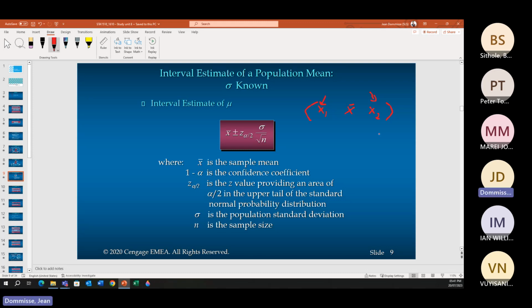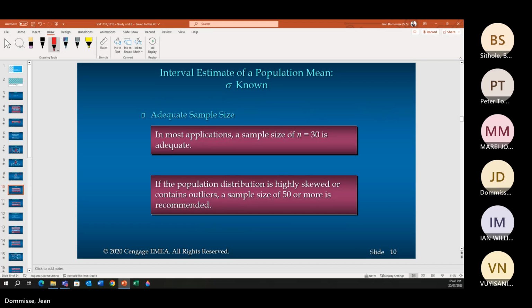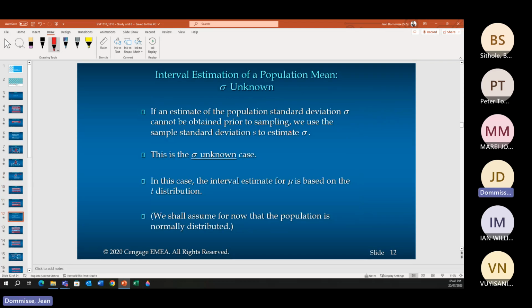Okay, so for when the standard deviation is known, we use this formula. We need to look at the Z. We'll get the Z. I'll show you how we get to the Z values. And then they must give you the standard deviation and your sample size. Okay, then we go into the one where it is unknown.